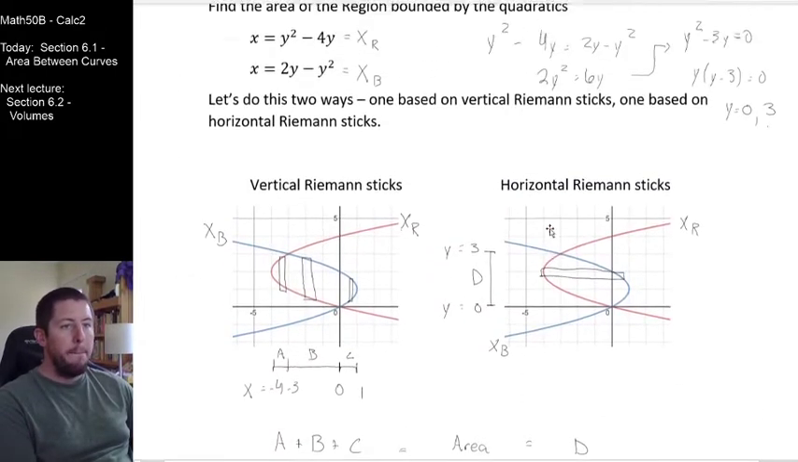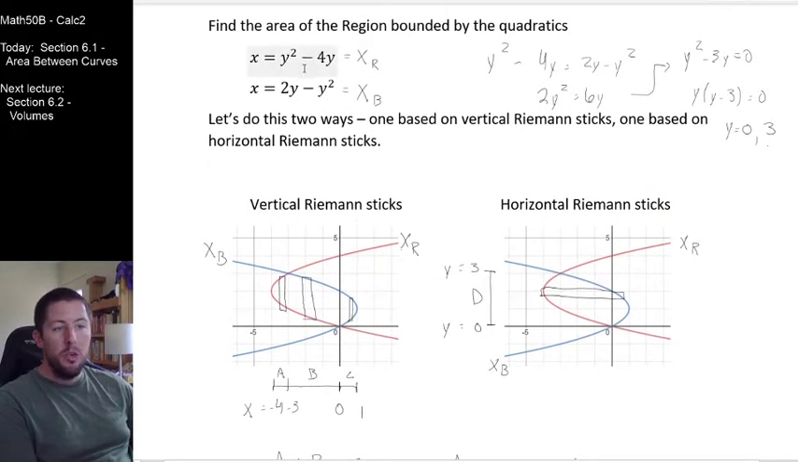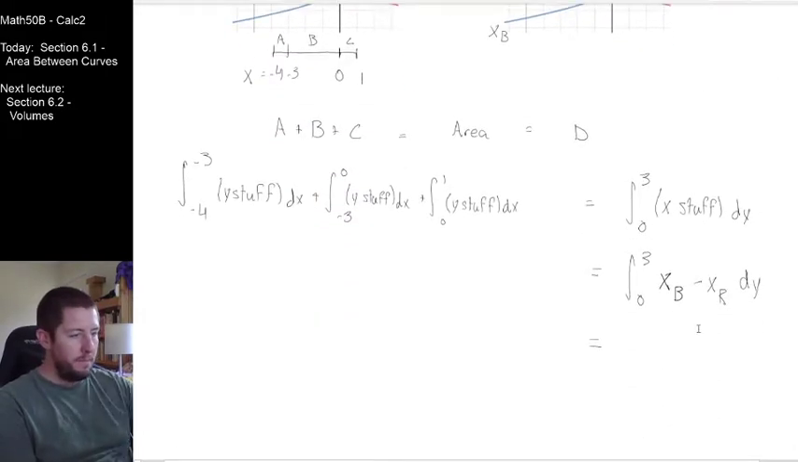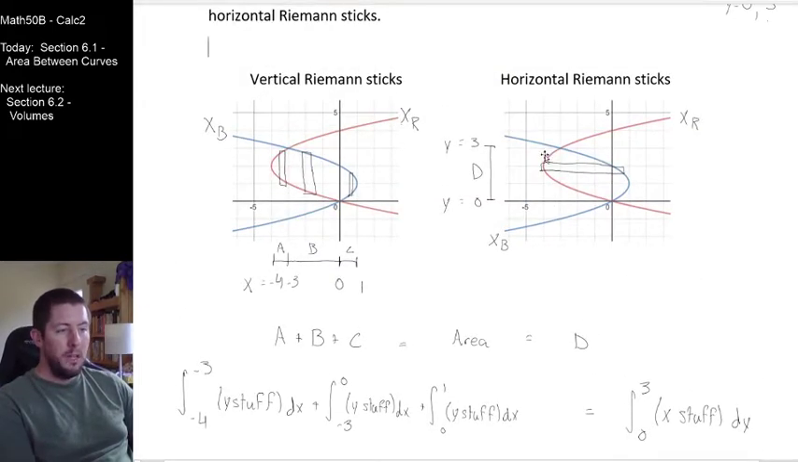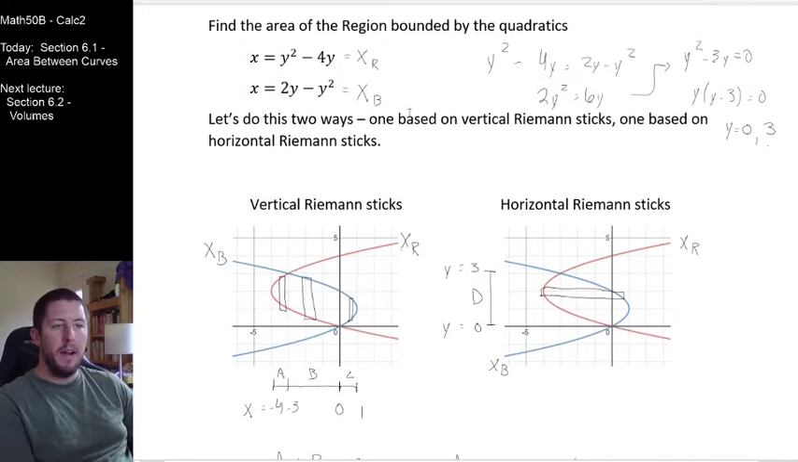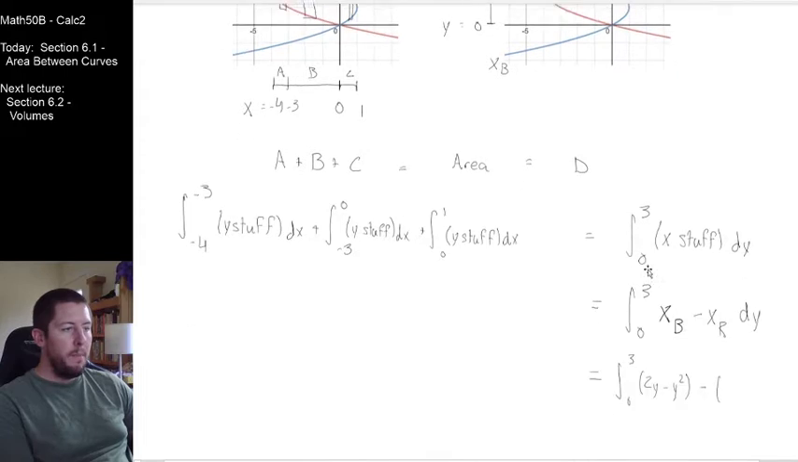So my x sub b, that is 2y minus y squared. That is my rightmost function, 2y minus y squared. Minus our left function, which is the red function. That'll be red. That's y squared minus 4y.